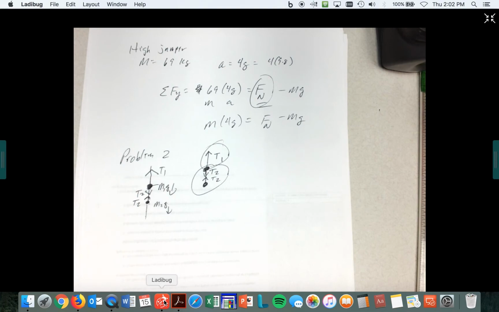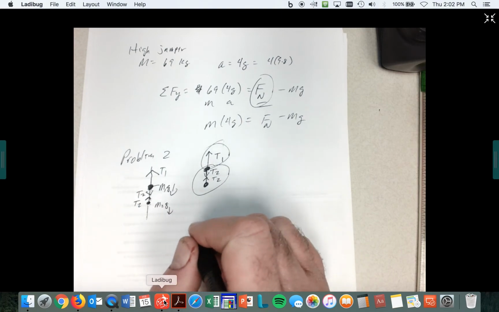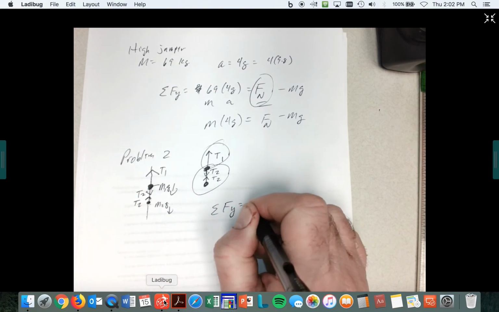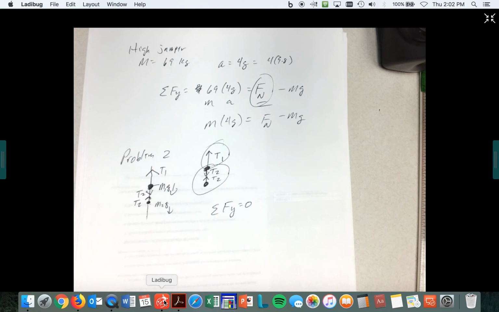So when we try to find T1, we look at both masses. All right. So with T1, we go, oh, okay. Well, that's not going to be too hard. Sum of the forces in the y direction are equal to 0, because they're not climbing. They didn't say they were climbing the rope, and if they were going at a constant velocity, they wouldn't have an acceleration anyway.